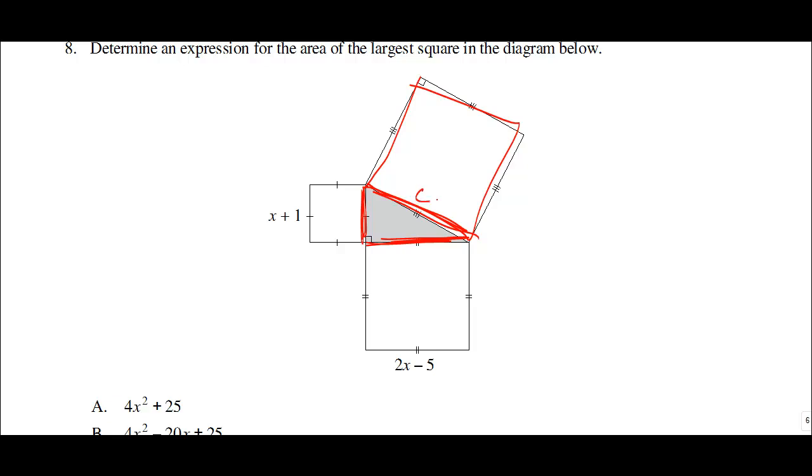Okay, so I'll write the theorem up here. We have a squared plus b squared is equal to c squared. We should all be familiar with that. That is circa grade 8 knowledge. So let's make a be x plus 1. So I have x plus 1 all squared plus 2x minus 5 all squared is equal to c squared.